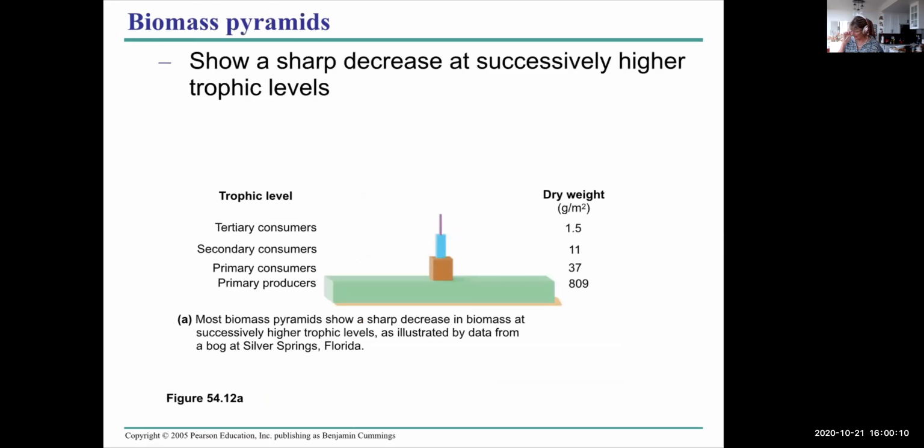This is a biomass pyramid. So not an energy pyramid, but a biomass pyramid. This is from a place called Silver Springs, Florida. This is where this data came from. Here's the primary producers at 809 grams per square meter. And you can see how much less there is of biomass as you go up the trophic levels.